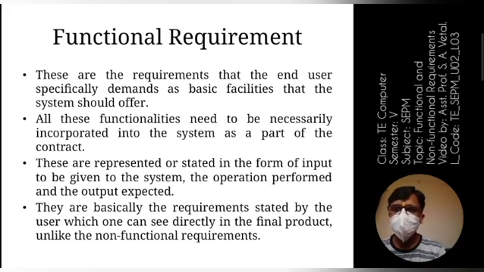the final product, unlike the non-functional requirement. These requirements are basically requirements stated by the user, which one can see directly in the final project. These functional requirements can be viewed as an output or a functionality of your final product. So these are the functional requirements. We can call them functionalities and features that are provided by any kind of system, any software, and that is nothing but your functional requirement.